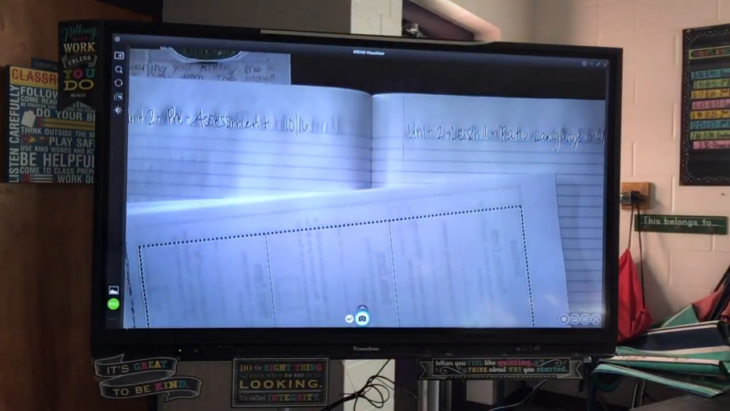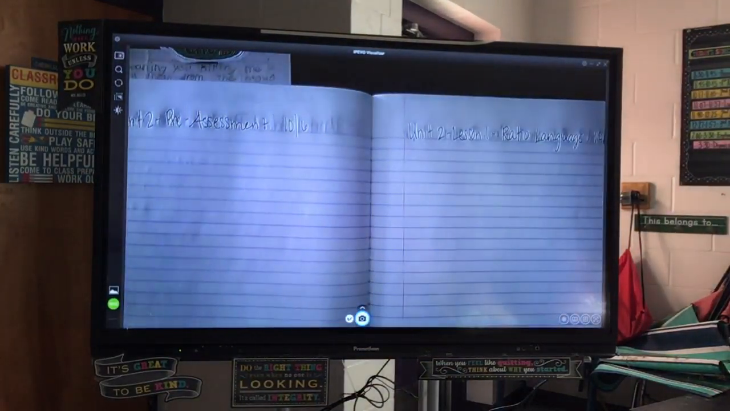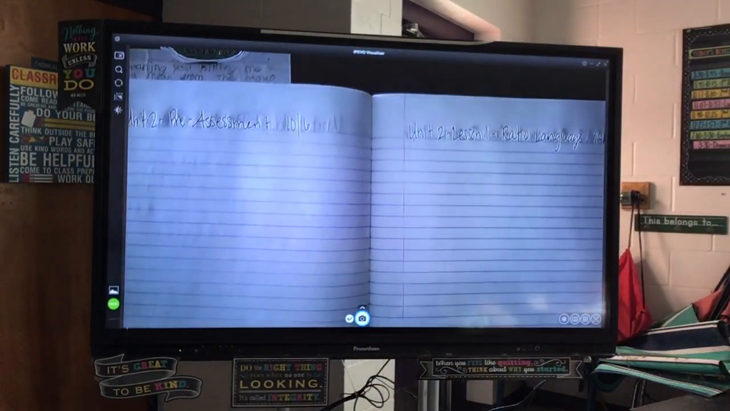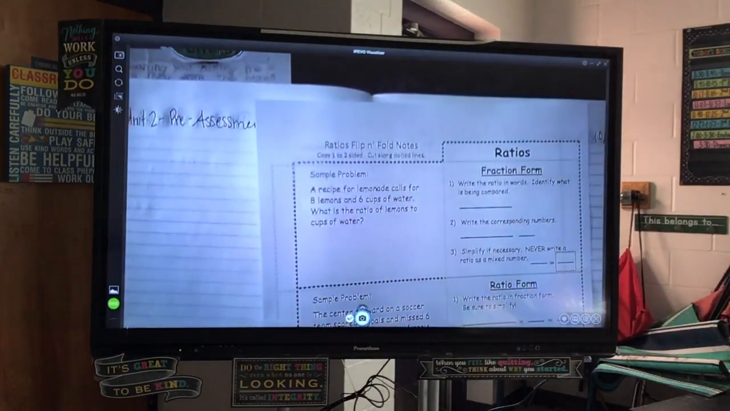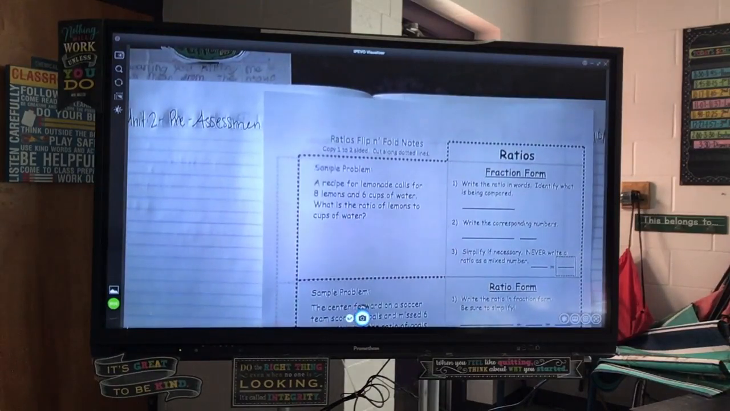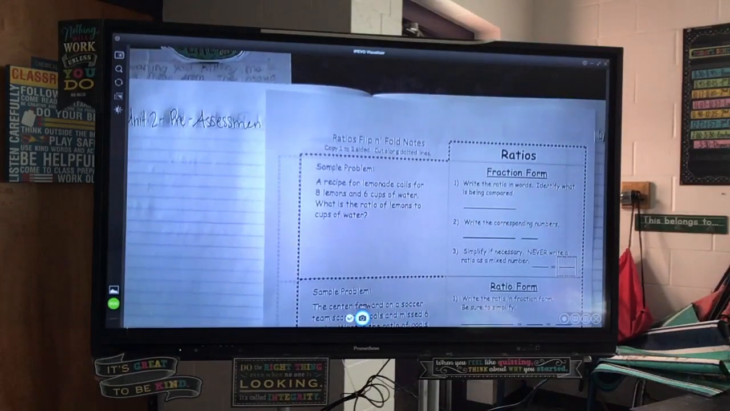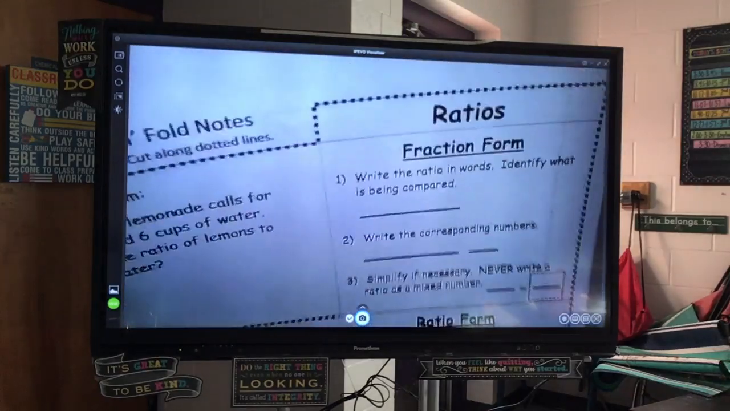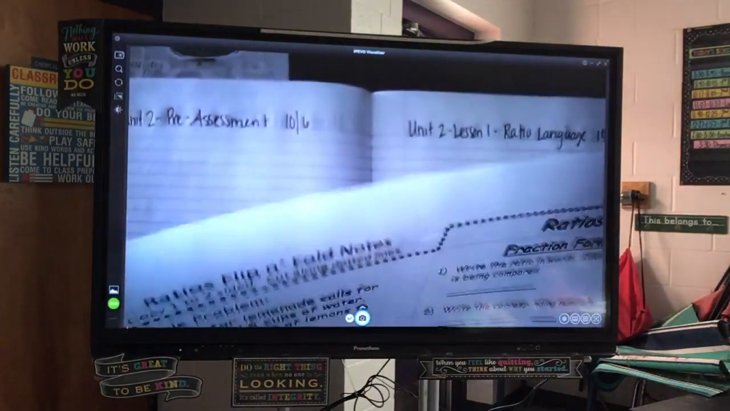Alright, so today we are going to be starting Unit 2, which is talking about ratios. So this paper that I just passed out to you guys, you essentially are going to be cutting around the dotted line on the outside. So please, when you cut, make sure that this side is facing up, because if you cut around the outside of the other side, it's going to cut off some of these words and I don't want that to happen. So when you're cutting, make sure you're just cutting around the outside on this dotted line.